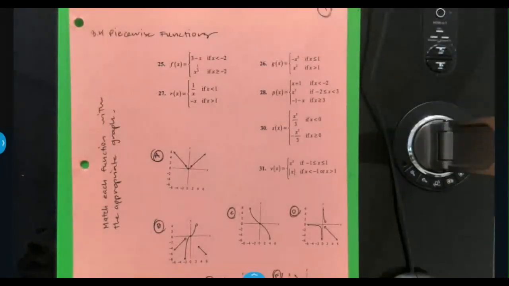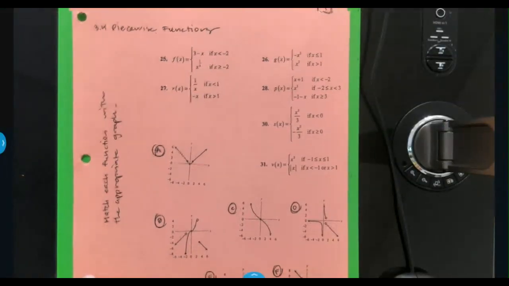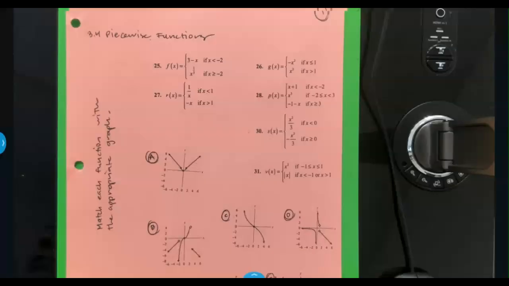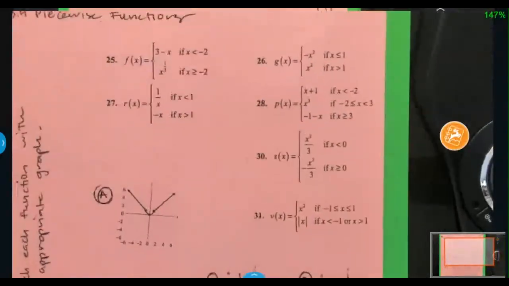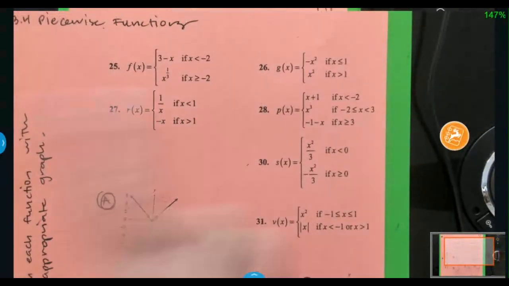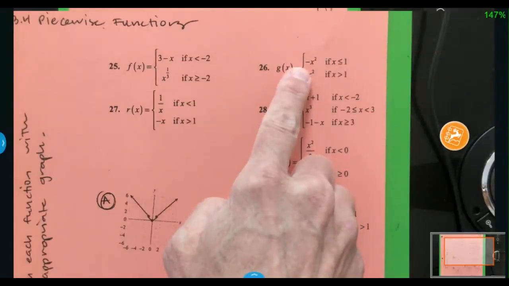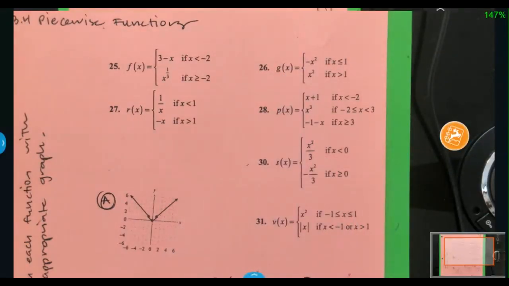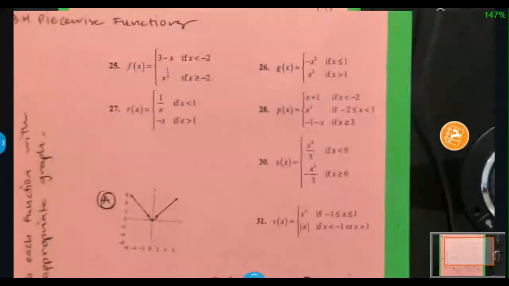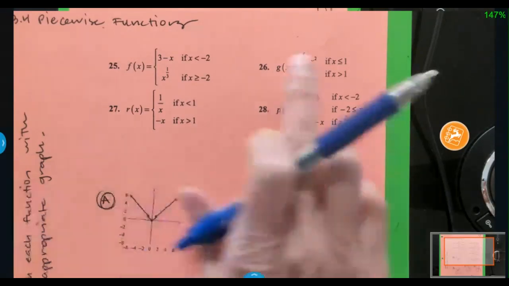So what this is matching, I just wanted to start out with something easy, but it's a good example. Let's start with 26. This one's really easy. This is how I would do this: I would look at the first one, and it says, if the function is negative x squared.